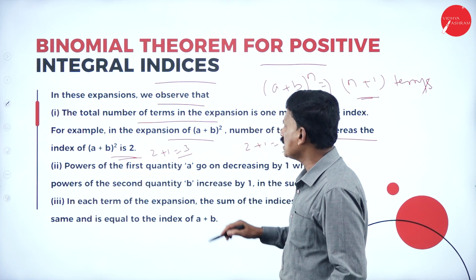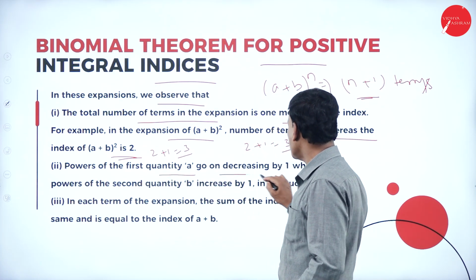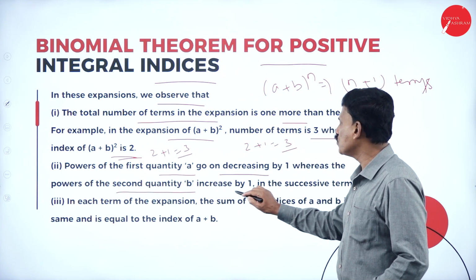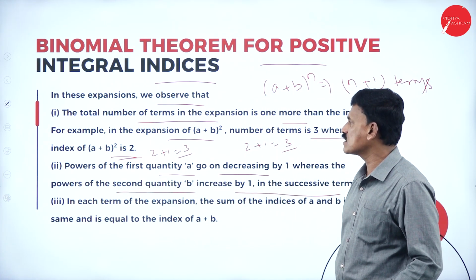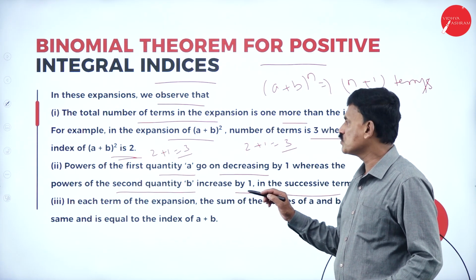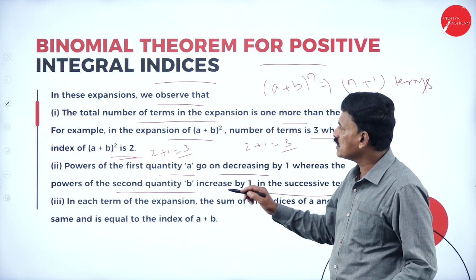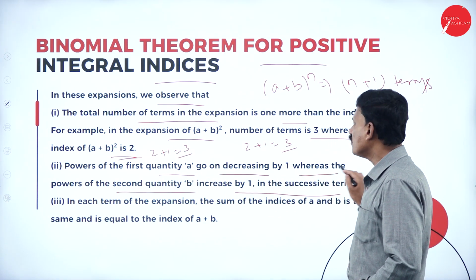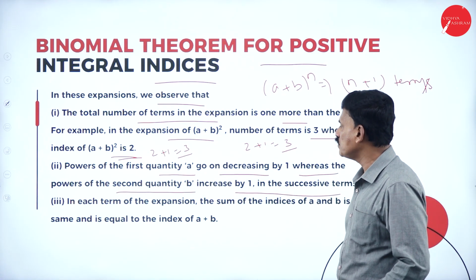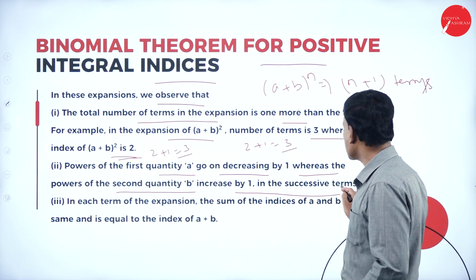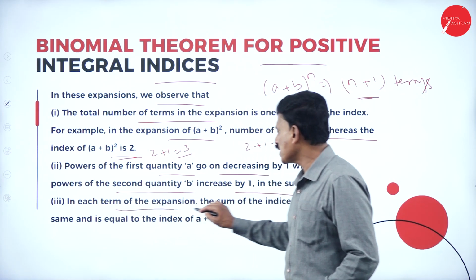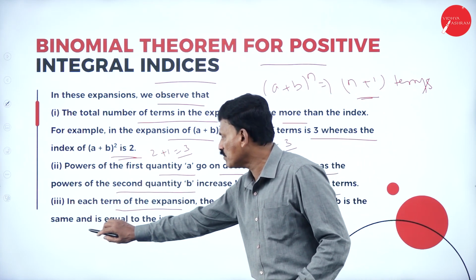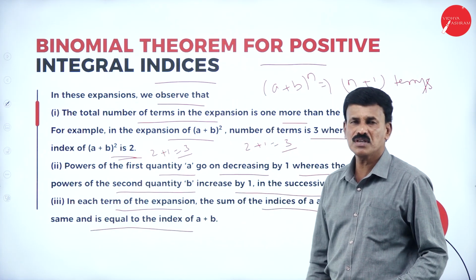Now, similarly, the power of the first quantity a goes on decreasing by 1, whereas the power of the second quantity goes on increasing by 1 successively. So, a square plus 2ab plus b square. Here, the power of the quantity a goes on decreasing by 1, whereas the power of the second quantity b increases by 1 in successive terms. In each term of the expansion, the sum of the indices of a and b is the same and is equal to the index of a plus b.